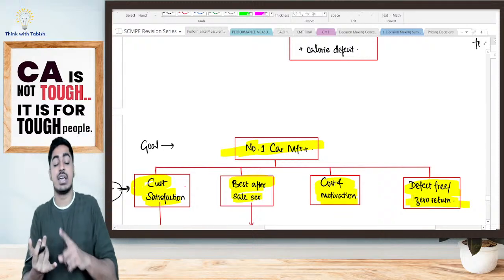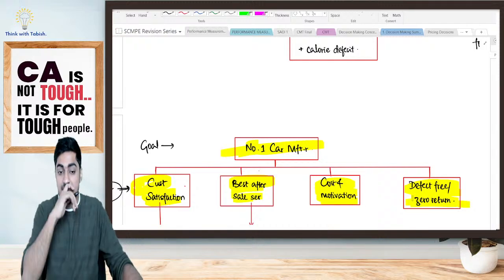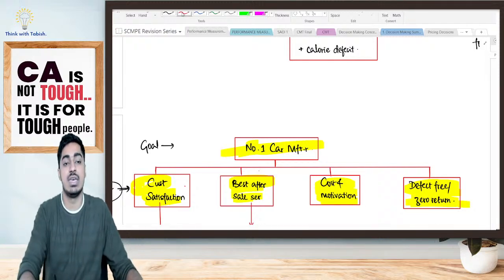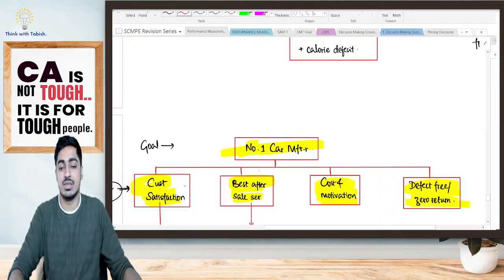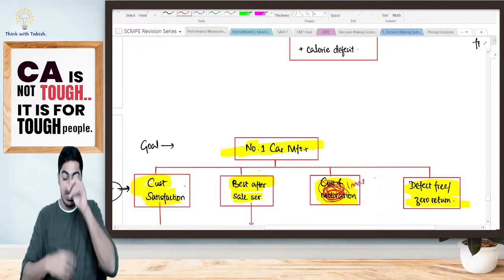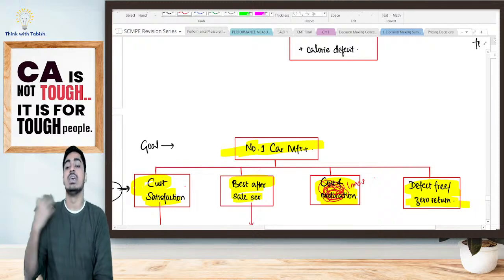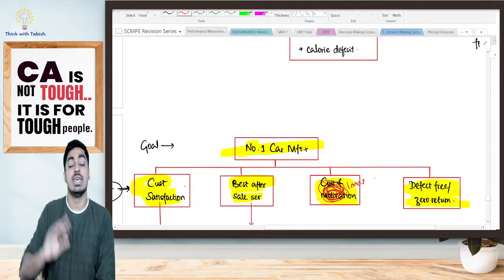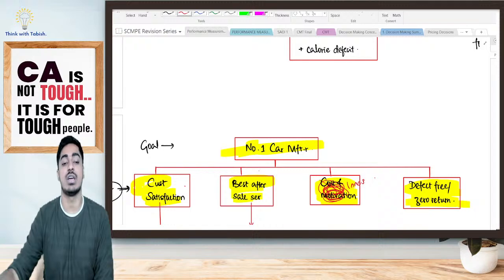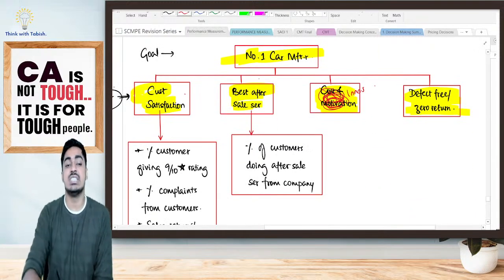If I achieve customer satisfaction, my customers are happy. Best after sales service I'm giving. Again, I'll put it as innovation here. I think it's a mistake. I'll put it as innovation. Every time we are coming up with innovative products, and defect free goods, I will ultimately become the number one car manufacturer. Now, this is my objective.